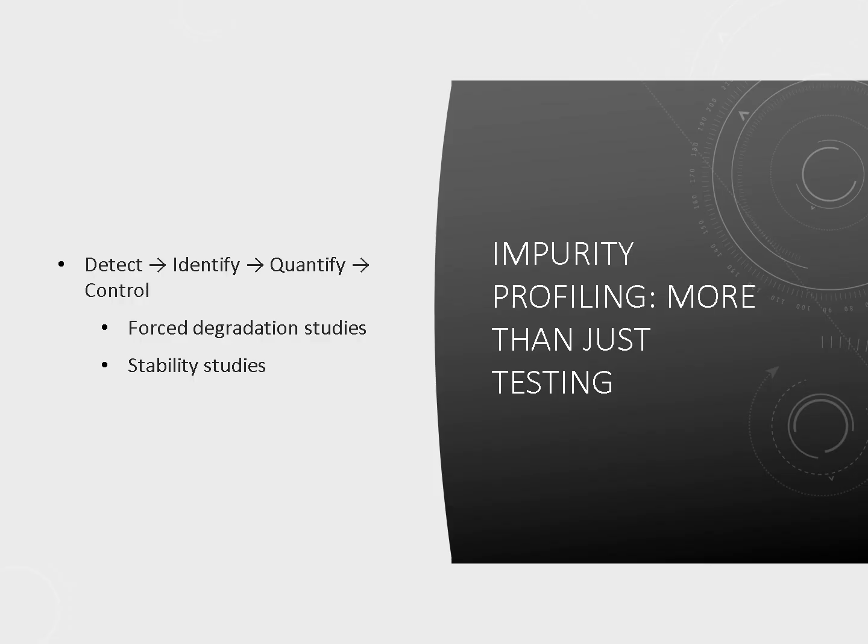Impurity profiling goes beyond routine testing. It is a systematic process that involves detecting impurities, identifying them, quantifying their levels, and controlling them throughout the product lifecycle. Forced degradation studies help predict how impurities may form under stress conditions. Stability studies monitor impurity growth over time and support shelf life and storage recommendations.